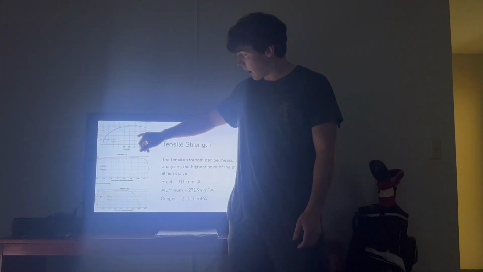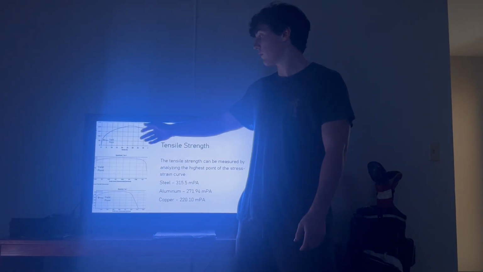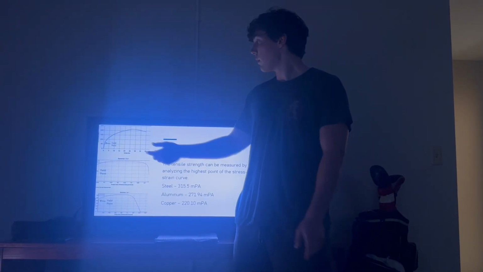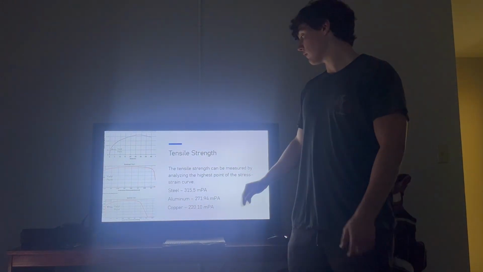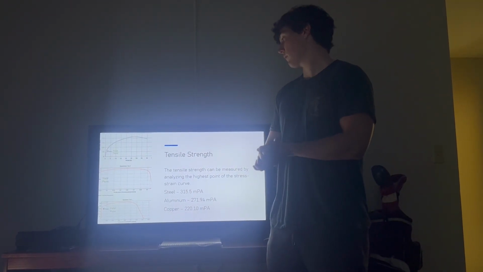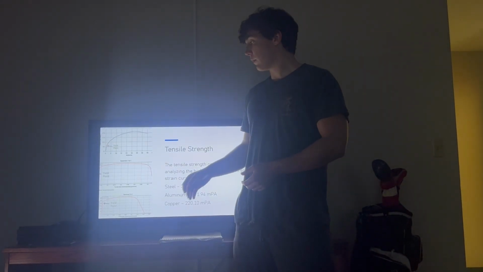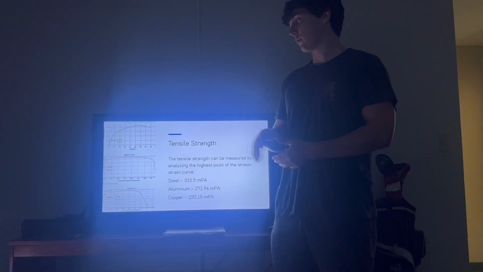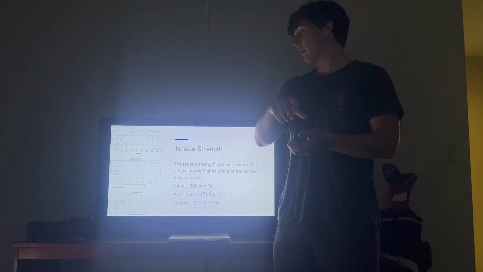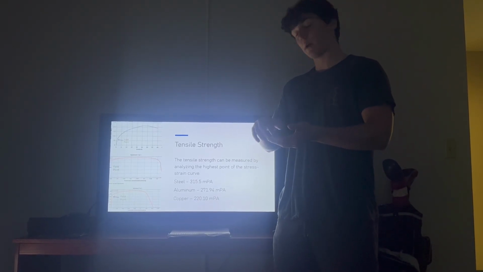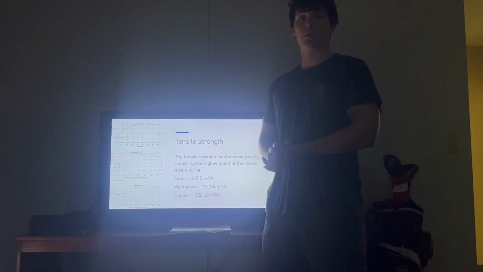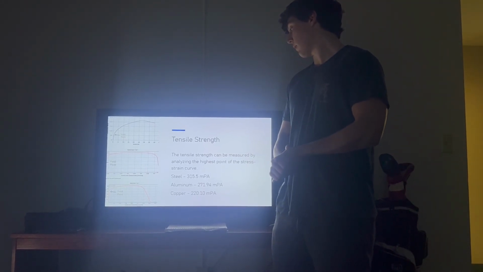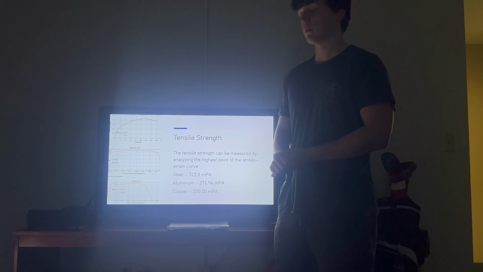So for copper, it doesn't really have a set value because we didn't have the data that it was plotting with. But if you look at the graph, the peak happens around 220. So I just assumed it's around 220 megapascals. And then for steel and aluminum, we have the data for it. If you go through the Excel sheet and look for where the force is the highest, it'll correlate to how many megapascals that's going for. So we found that for aluminum, it was 271 megapascals, and for steel, it was 315 megapascals.